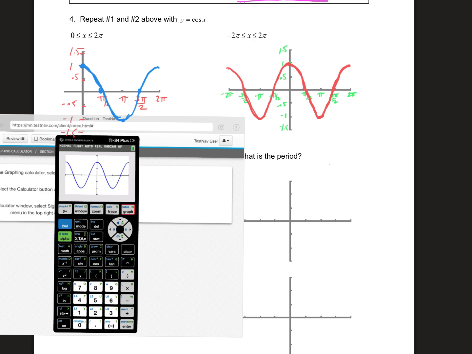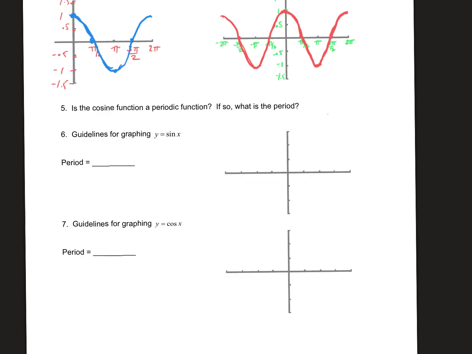So now we graphed the sine and cosine. Let's answer question number 5. Let me move this out of the way, let me pause. The question is, is the cosine function a periodic function? And the answer is yes, it is.